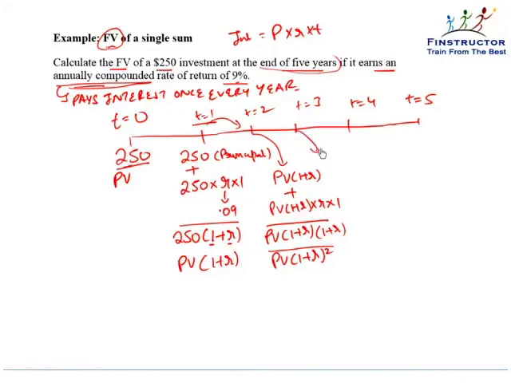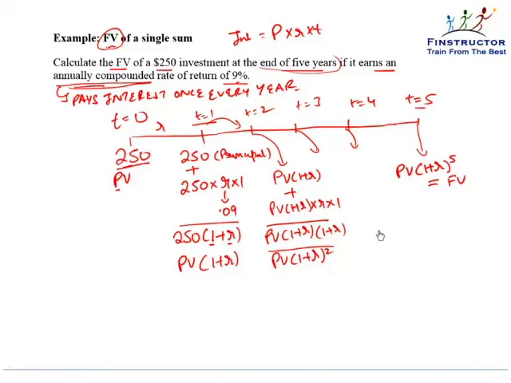Similarly, at the end of year 3, year 4, at the end of year 5, we can calculate that $250 or an amount PV would become PV into 1 plus R to the power 5, or that will be the future value of an amount PV invested at the rate of R for the next 5 years.